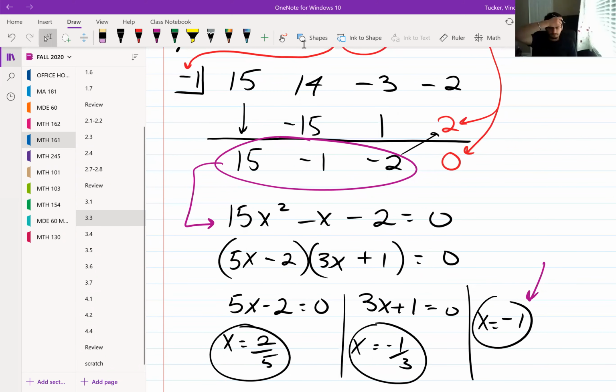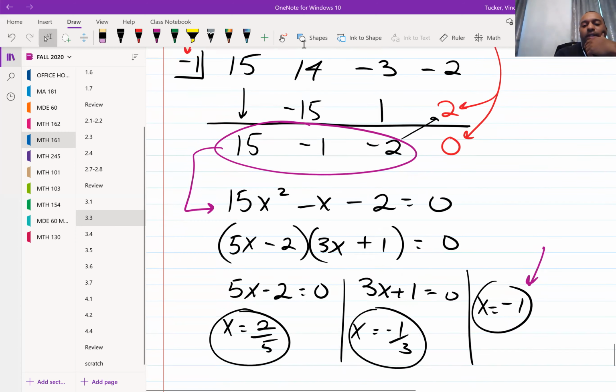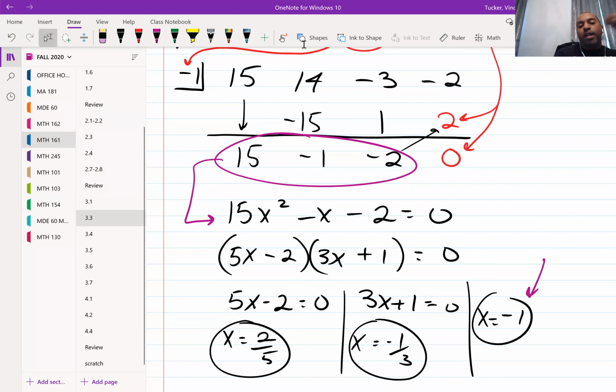Professor Tucker, just a question. Where it says given that -1 is a 0, what if it's not given? Is it always going to be given to us? That's next section, sir. Wherein we'll have a list of possible solutions, and you can go through testing them by plugging them in or doing synthetic division. Good question.